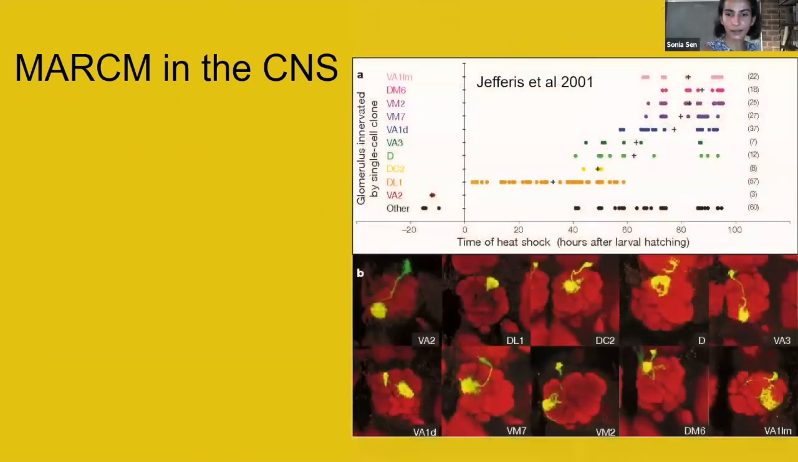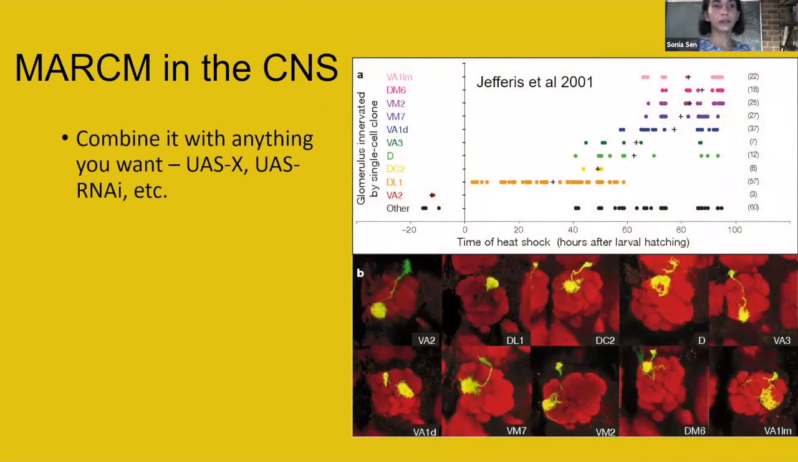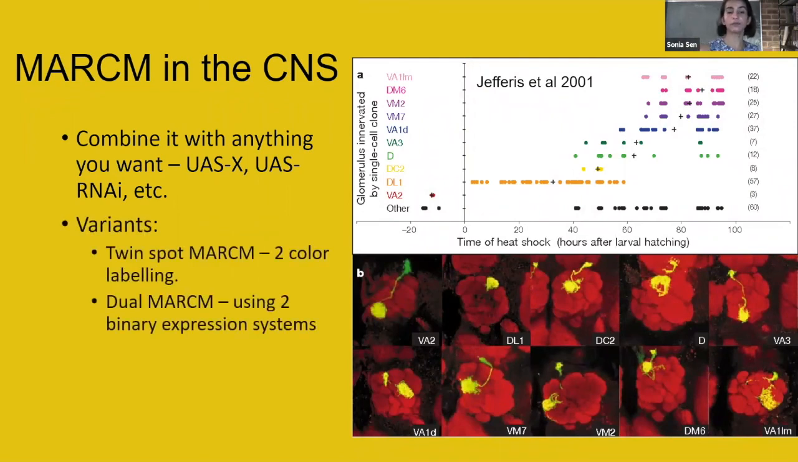Okay, so let's just move ahead, because we're already out of time. Basically you can combine it with anything you want. You can now put a UAS of a gene that you're interested in. You can put RNAi, and there are variants of twin spot, which are twin spot Markham, which allows you to do the twin spot in a Markham setting, which makes it much more powerful, and dual Markham, which allows you to use 2 binary expression systems. So not just GAL4 UAS, but LexA operator as well.